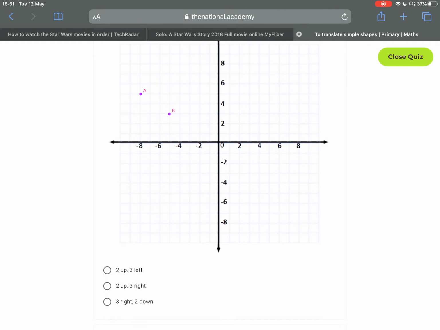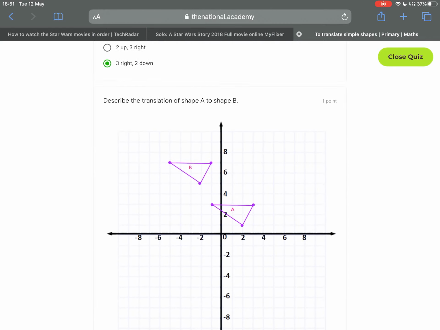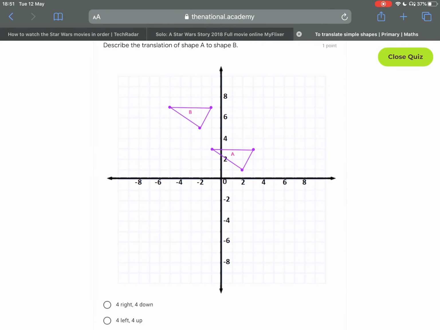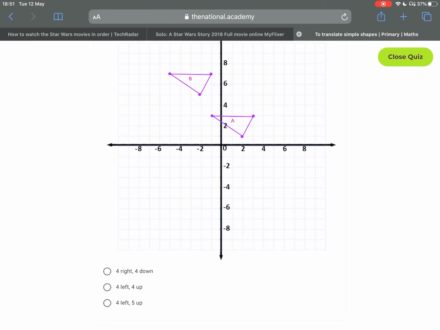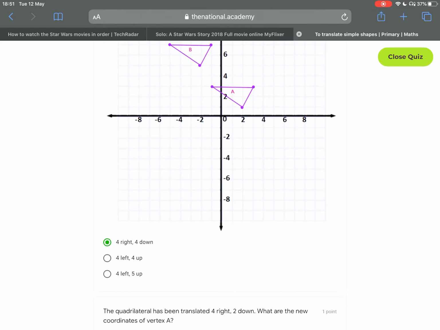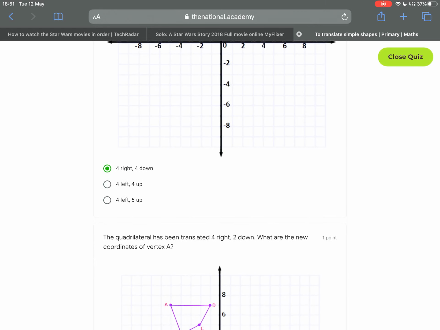So, 3 right, 2 down. Describe the translation of shape A to shape B. That would be 4 right, 4 down. The quadrilateral has been translated 4 right, 2 down.